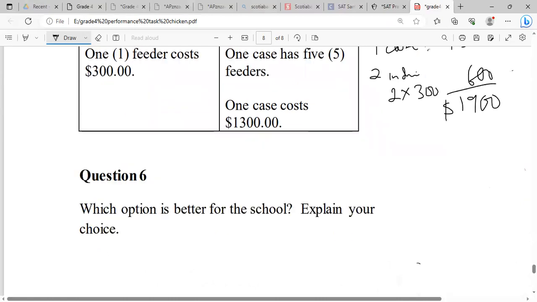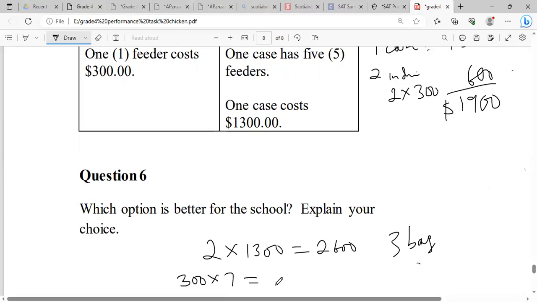And the reason for that, I want to buy the exact amount. Instead of buying two cases that cost this, two cases would cost two times 1,300, which gives me 2,600. I don't want to spend so much money, right? And I'm going to have 3 feeders left. And for the individual ones, as you can see, 300 for one, very expensive. So if you should buy 300 times 7, because 7 is what you need, it would cost 2,100. So by doing this, I can save $200.